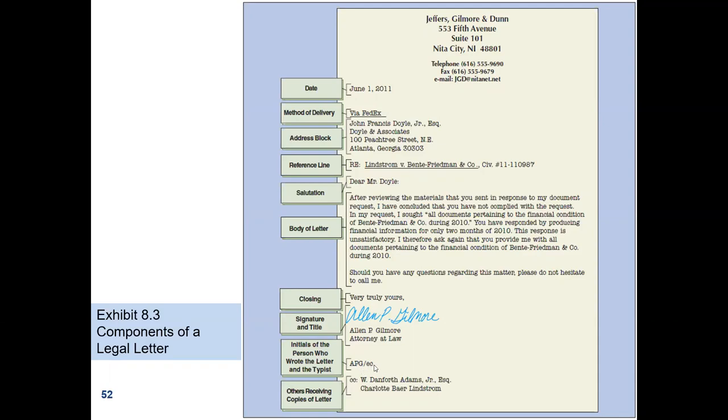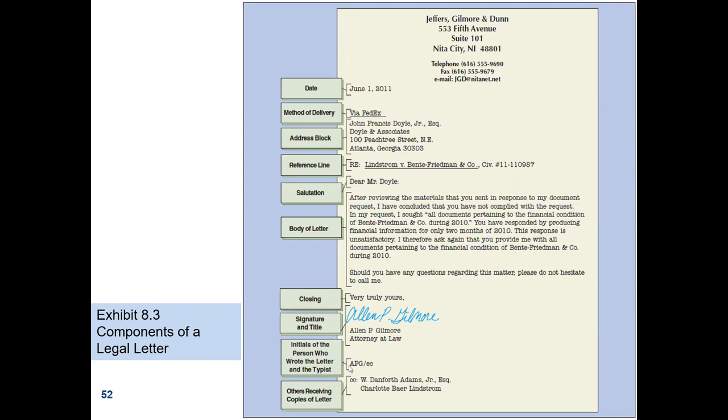So we're just not going to do that. The assumption with there being no typist initials is that he wrote the letter, typed it, and signed it himself. So this suggests that somebody else typed the letter. Now, we'll say her name is Ellen Cummings. Ellen may have written the letter. She may have written and typed the letter. She may have only typed the letter. Maybe Alan actually wrote the letter. So this role can vary somewhat.